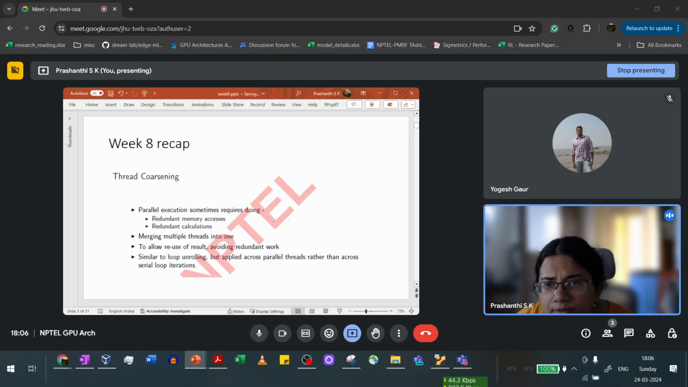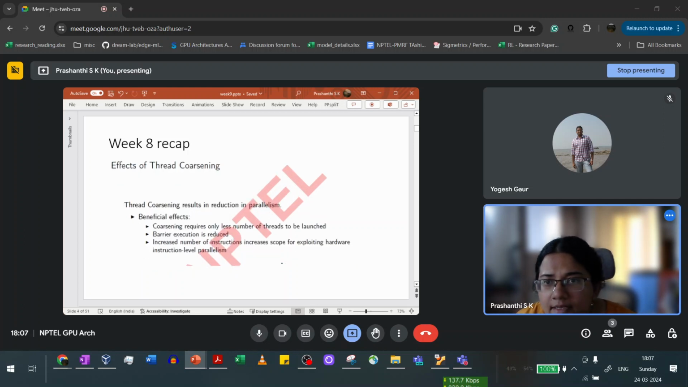The idea of thread coarsening is that you merge multiple threads into one, and there are various benefits that come out of this. For instance, you avoid redundant memory accesses and calculations. In essence, it's very similar to loop unrolling, but it's applied across parallel threads rather than loop iterations. And like I said, there are a lot of beneficial effects, and you basically require a lesser number of threads.